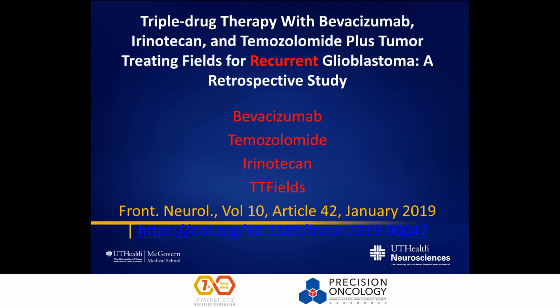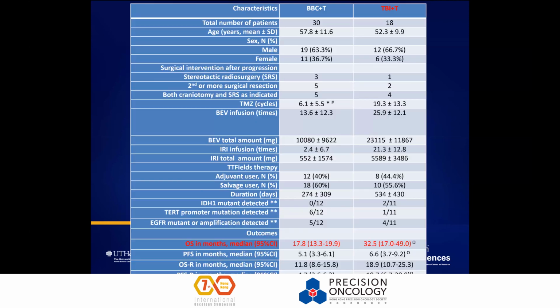So we actually summarized our data because other investigators would think this is a very aggressive approach. By doing that, it might harm the patient, which obviously is a risk, and I'm keeping that fully in mind. That's why I follow them very closely. So this is the data we have: 18 patients who used the triple chemotherapy plus TTF.